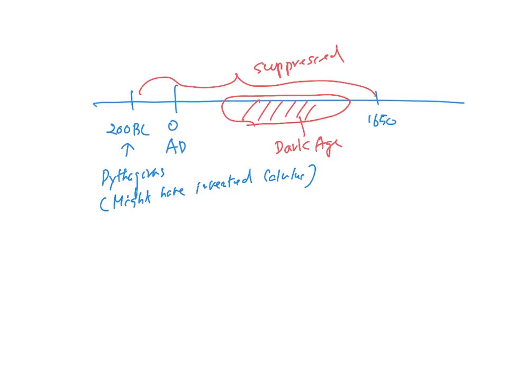So the Industrial Revolution could actually have happened 1500 years earlier, 1500 years earlier than James Watt, if those inventions and discoveries by Pythagoras and others in calculus had not been suppressed.